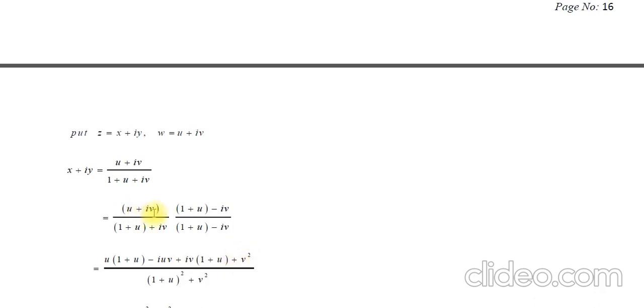How? Plus iv times minus iv becomes minus i square v square. So minus i square v square, where i square value is minus 1, becomes plus v square. In the denominator, real part square plus imaginary part square. That is the definition of a complex number multiplied by its conjugate.